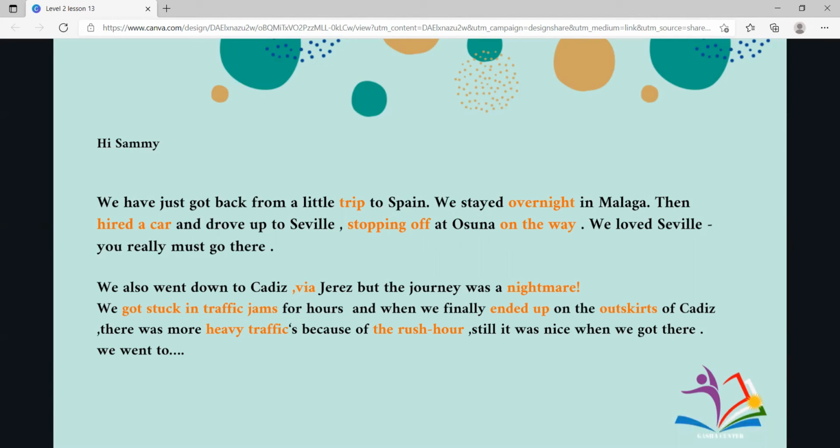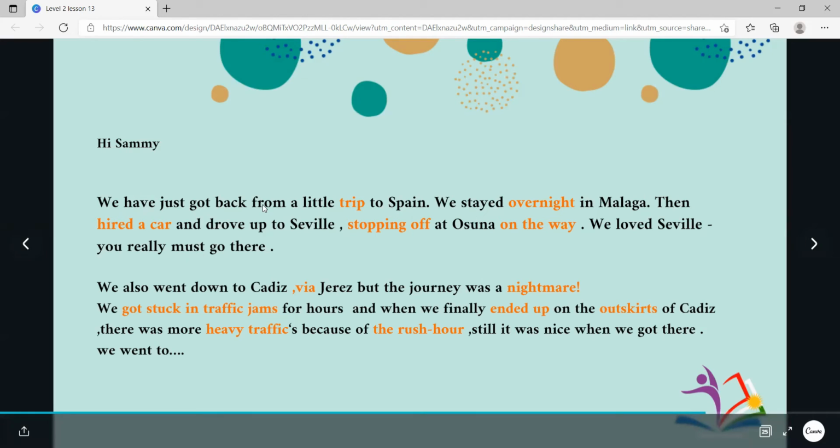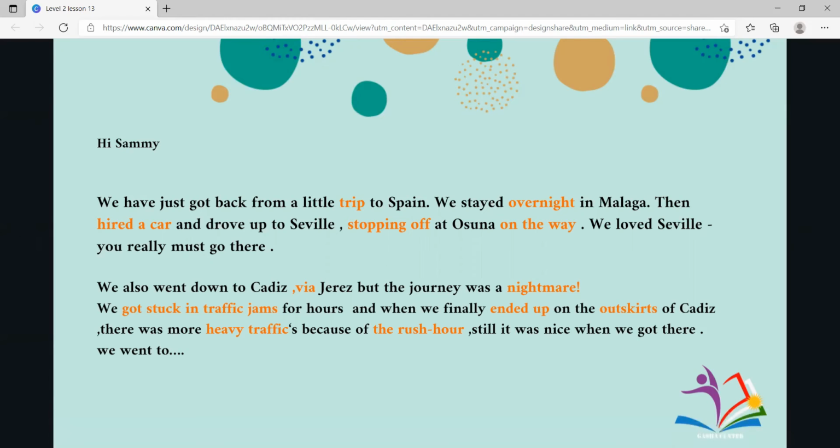We have just got back from a little trip to Spain. We stayed overnight in Malaga. Then hired a car and drove up to Seville, stopping off at Osuna on the way. We loved Seville. You really must go there. We also went down to Cadiz via Jerez, but the journey was a nightmare. We got stuck in traffic jams for hours, and when we finally ended up on the outskirts of Cadiz, there was more heavy traffic because of the rush hour. Still, it was nice when we got there, we went to.